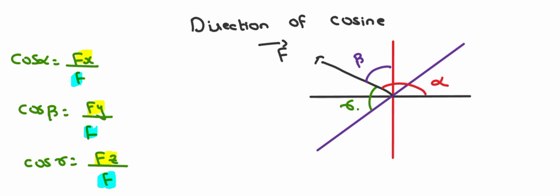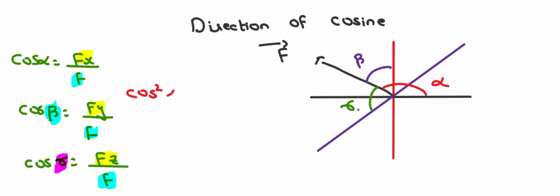Alpha is the angle between the force F and the x-axis. Similarly, beta is the angle between the force F and the y-axis. And lastly, gamma is the angle between the force F and the z-axis. The sum of squares of the direction cosines equals 1: cos square alpha plus cos square beta plus cos square gamma equals 1.